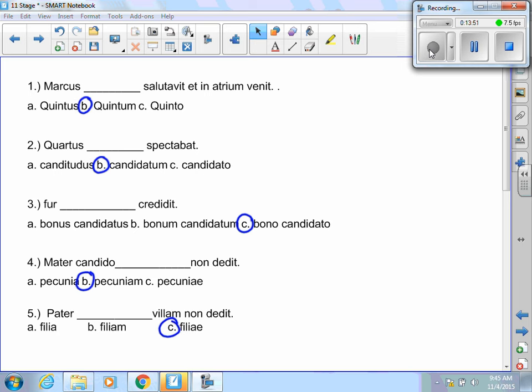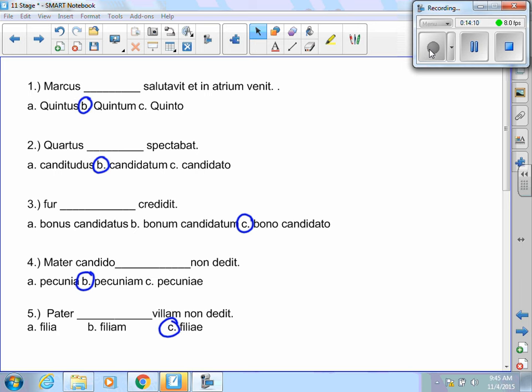In number 2, I have quartus blank spectabat. Spectabat takes the accusative as an object, not the dative. So I look at candidatus, I decide that it is second declension, so I need a um or an os. Candidatus is singular, so I select candidatum for the accusative singular.